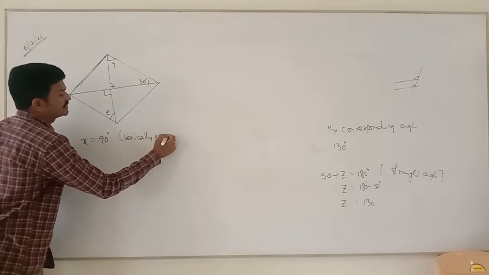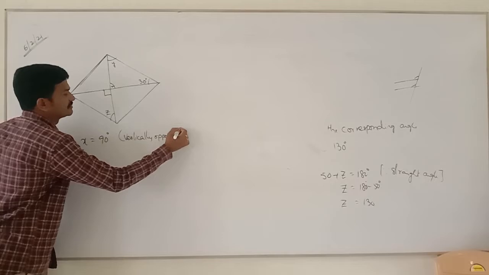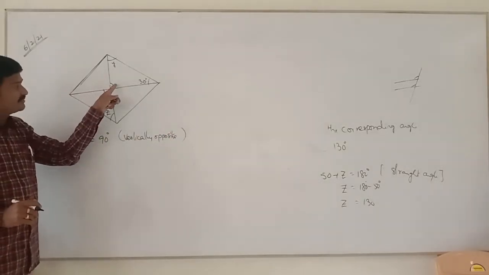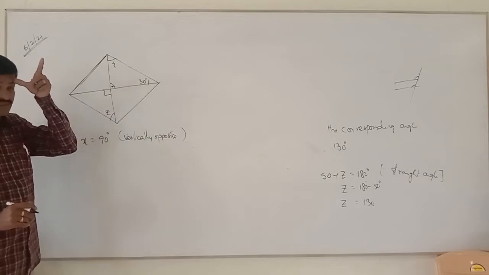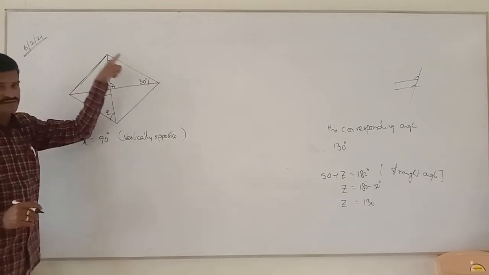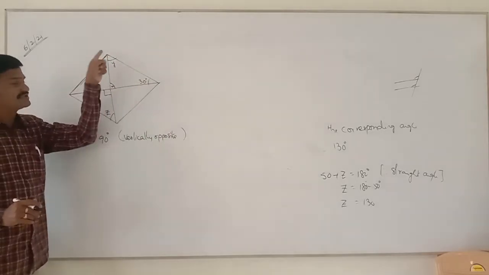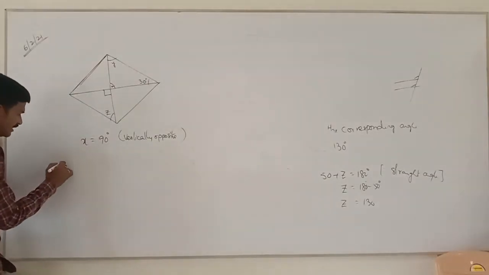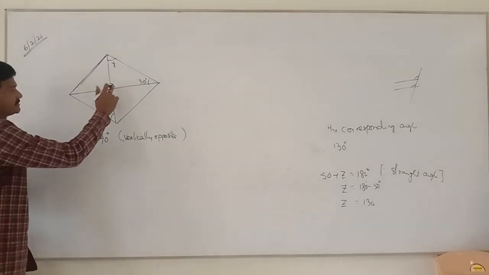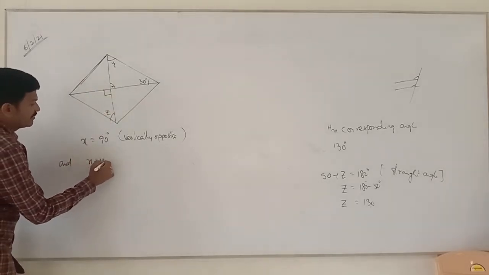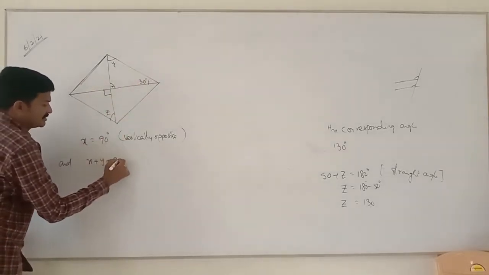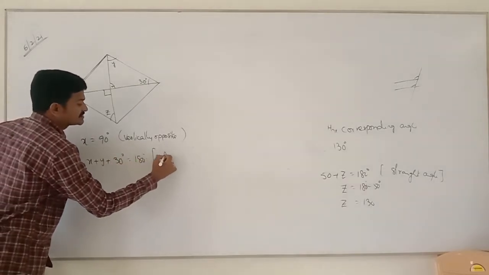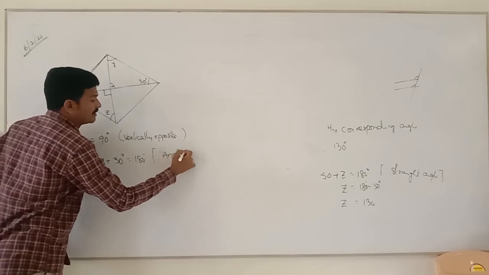Vertically opposite angles. So x is 90, we got it. Based on this x value, shall we be able to find y? Because it is a triangle or not? In this triangle, what is the sum of the angles of a triangle? 180. So, x plus y plus 30 is equal to 180 or not? Yes, sir. Since angle sum property of triangle.